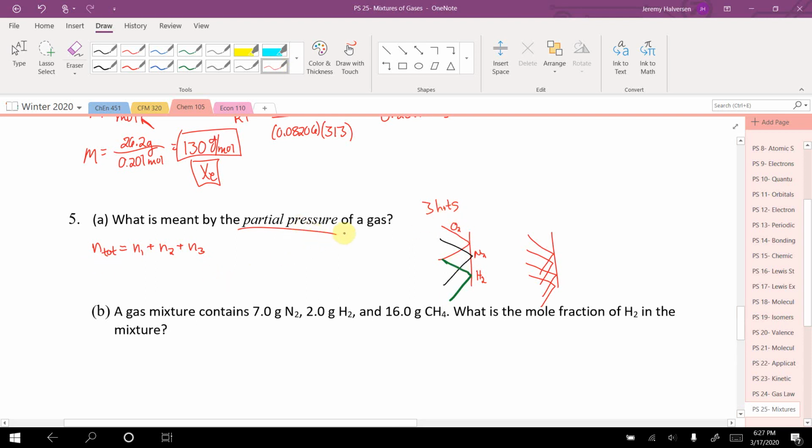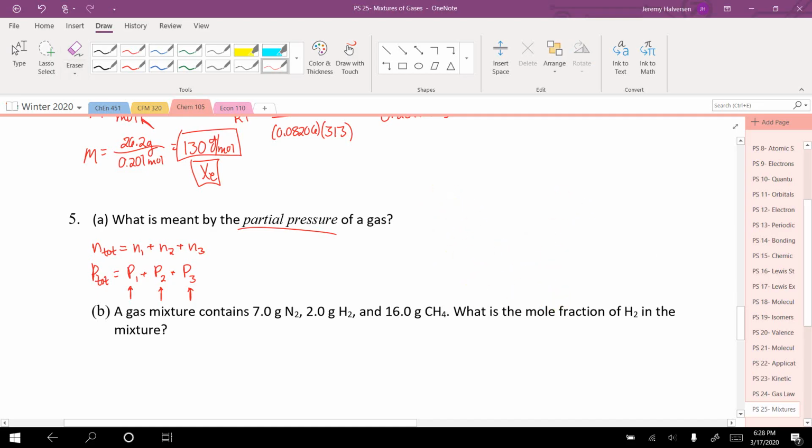So if I'm talking about the partial pressure of gas, just as I have the total moles is just the sum of the moles of each individual gas, the total pressure is just the sum of the pressure of each individual gas. And so what we say is this is the partial pressure of gas 1, this is the partial pressure of gas 2, this is the partial pressure of gas 3. Okay, so I'm going to erase this now.